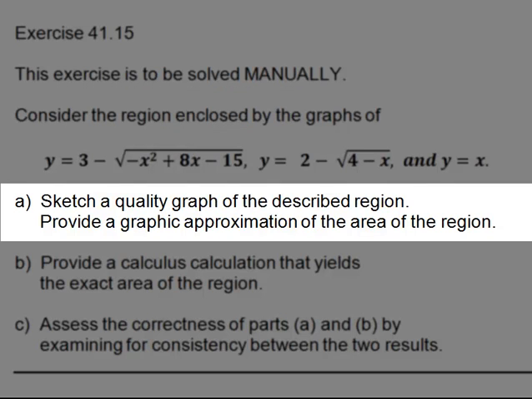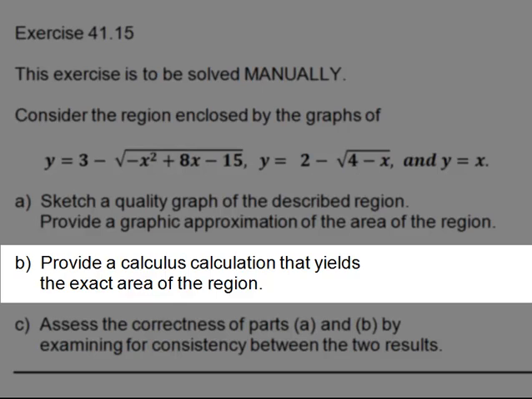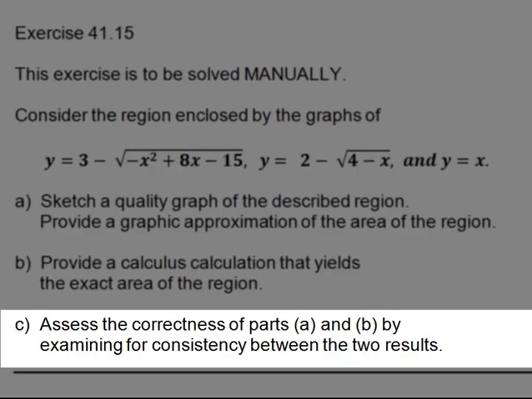Part A. Sketch a quality graph of the described region. Provide a graphic approximation of the area of the region. Part B. Provide a calculus calculation that yields the exact area of the region. Part C. Assess the correctness of parts A and B by examining for consistency between the two results.